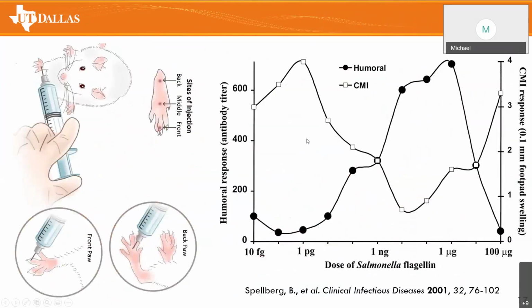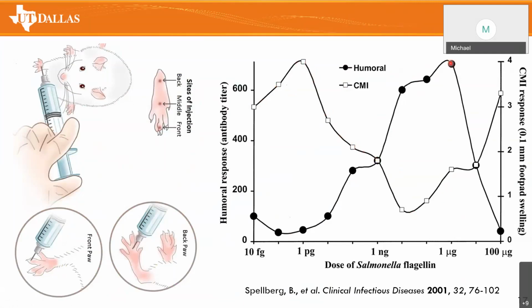So now I'm going to move on to something interesting. This is a paper I read about dosages. This paper talked about the different concentrations of a pathogen. What they used was flagellin, which is an H antigen in bacteria, and they injected mice with different dosages of this H antigen. What they saw is an inverse response. If you inject a low amount, you tend to have a stronger cell-mediated immunity. But once you start increasing the dosage, you see that the cell-mediated immunity response goes down and the humoral response goes up.